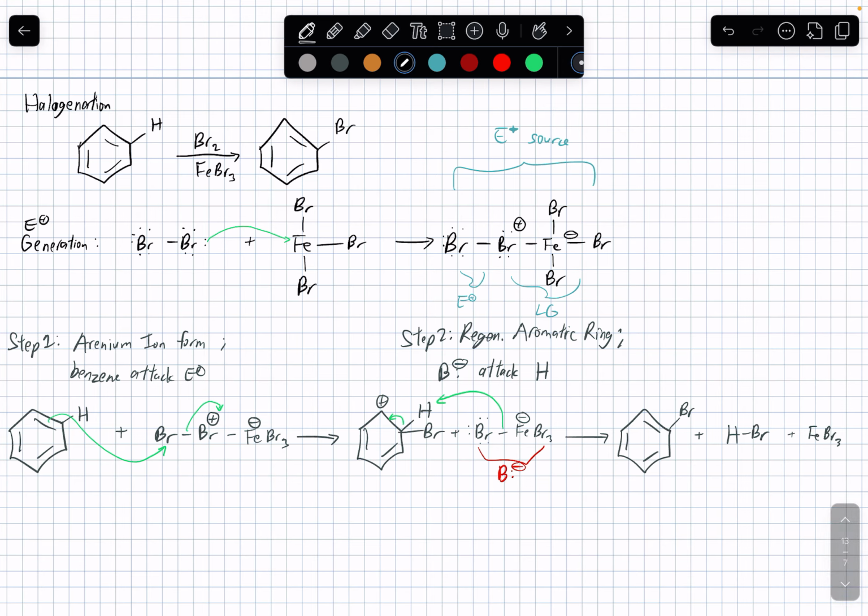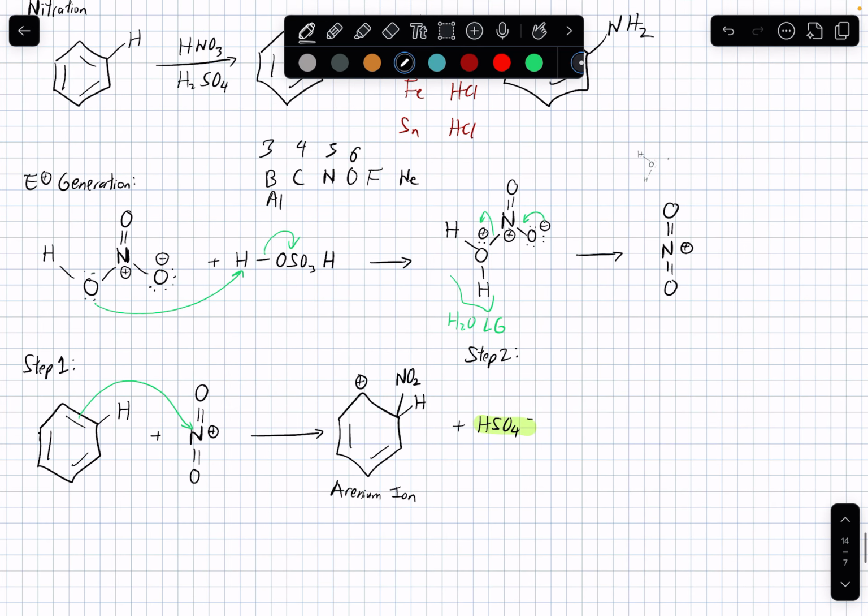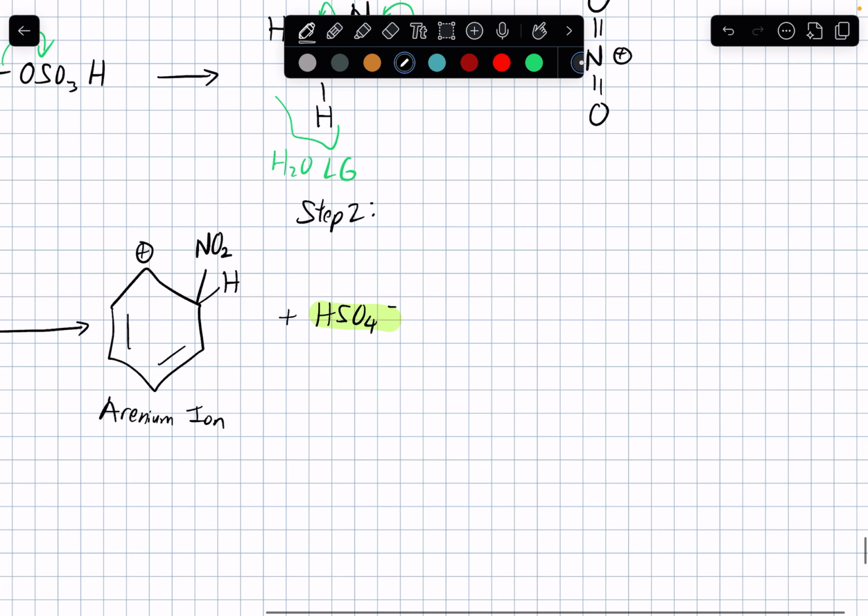For halogenation, it's basically your leaving group. Here, you cannot say that the leaving group is also the base. It's actually HSO4. So I'll highlight that. Something that you just have to know. You cannot just get it from common knowledge. It's very specific.